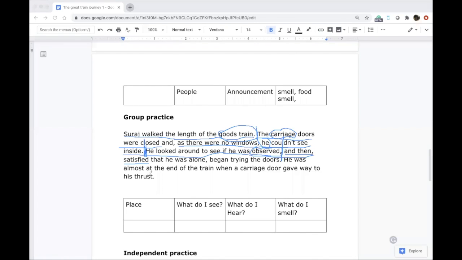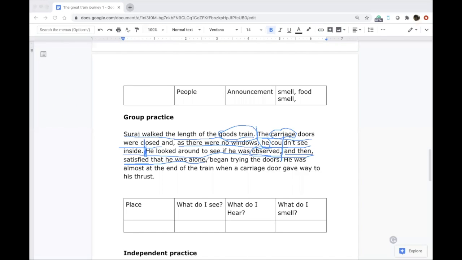And then satisfied that he was alone. What do you think is the meaning of this part? Suraj is satisfied that he was alone. Yes, Gokul? Sir, he found out that he is alone in the place. How did he find that he is alone in the place? Sir, because there are no people. He observed the place around.